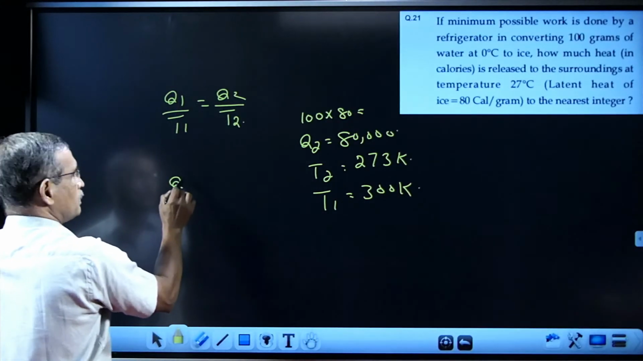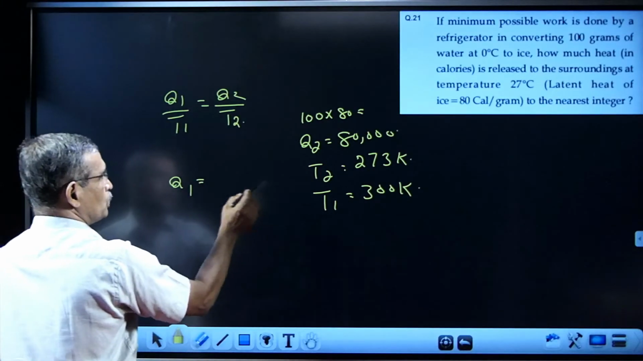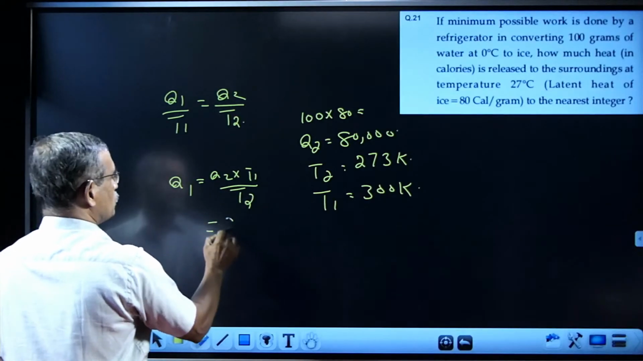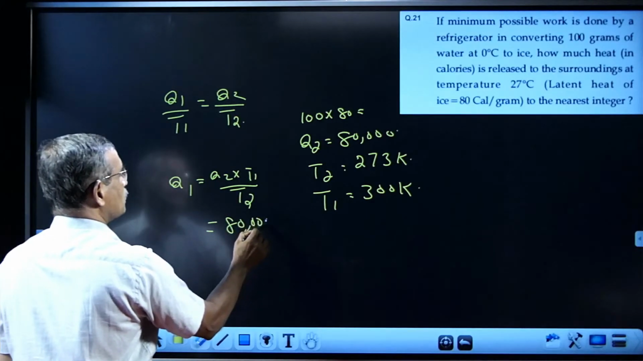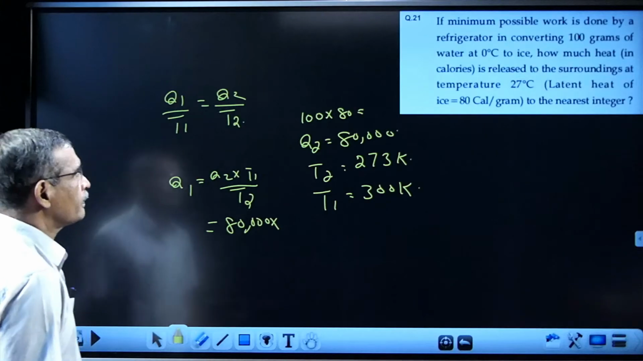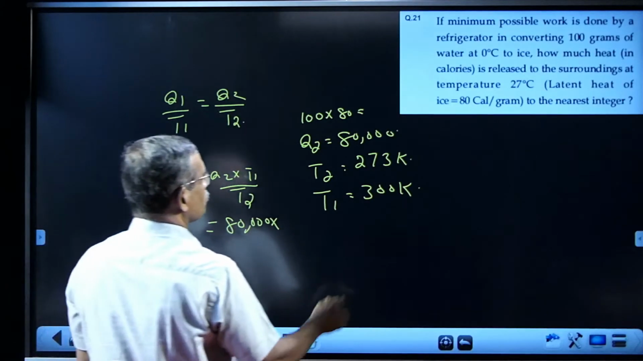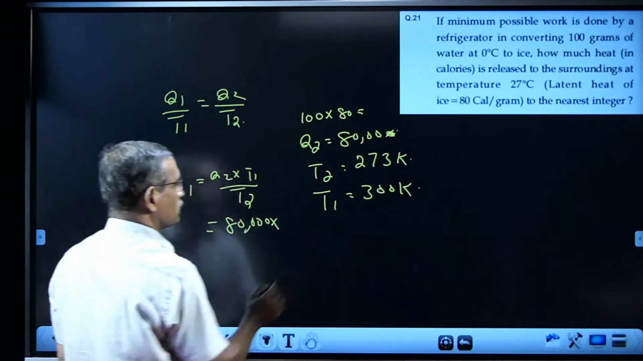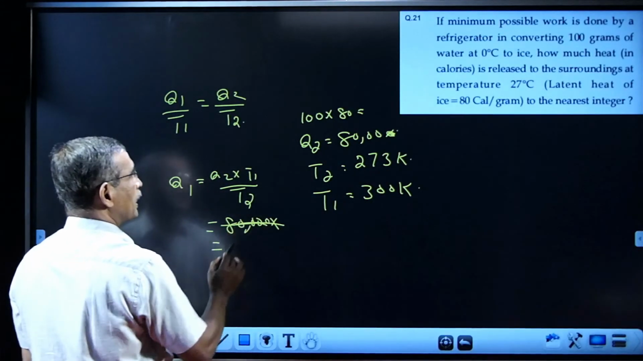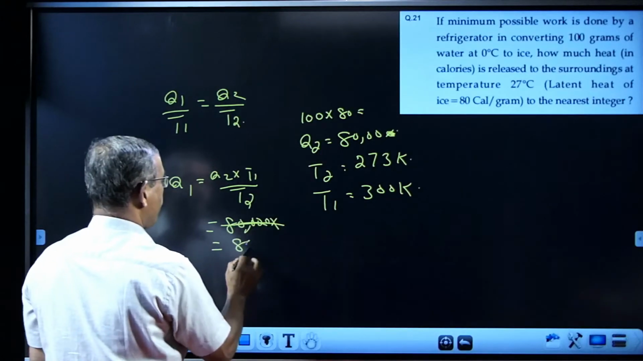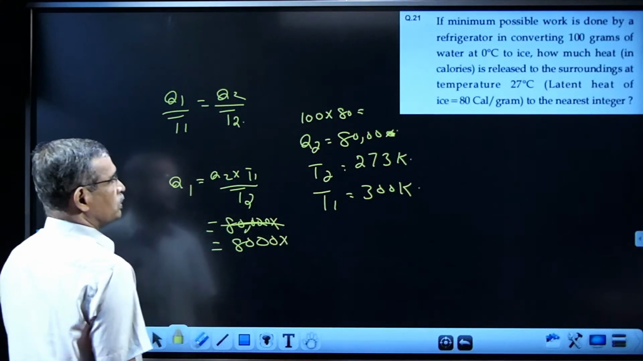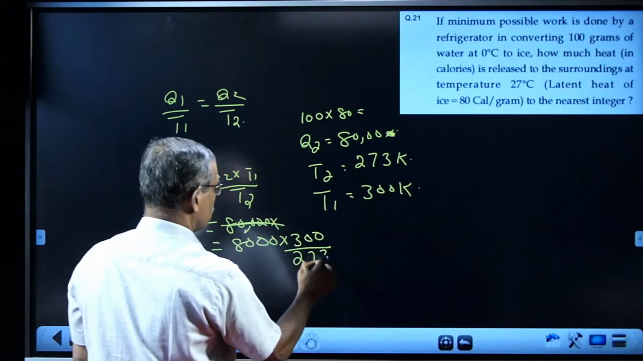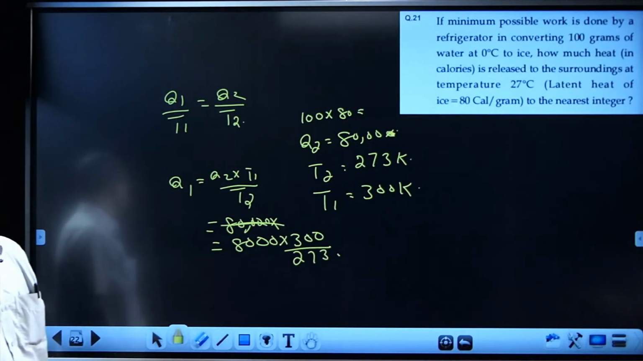So Q1 is equal to Q2 into T1 by T2, is equal to 8,000... I'm sorry, here I am wrong. It is 8,000 into T1, 300 by 273. Now you got Q1.